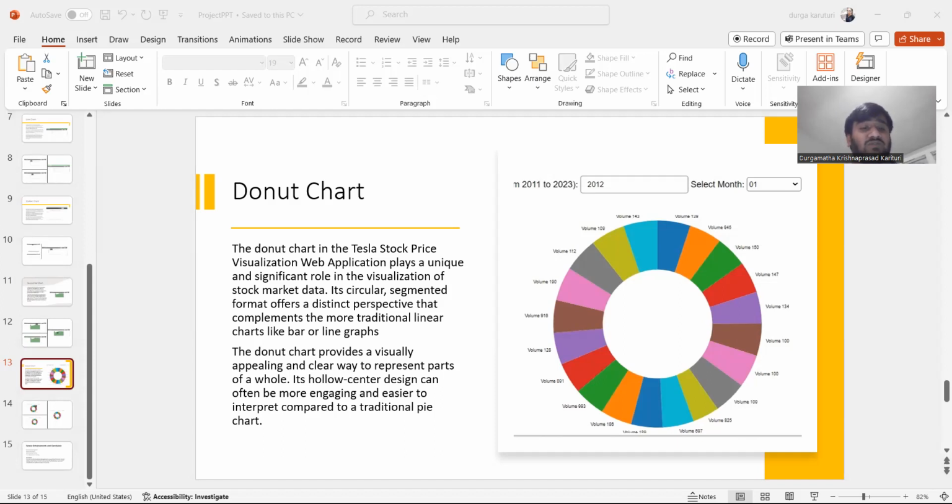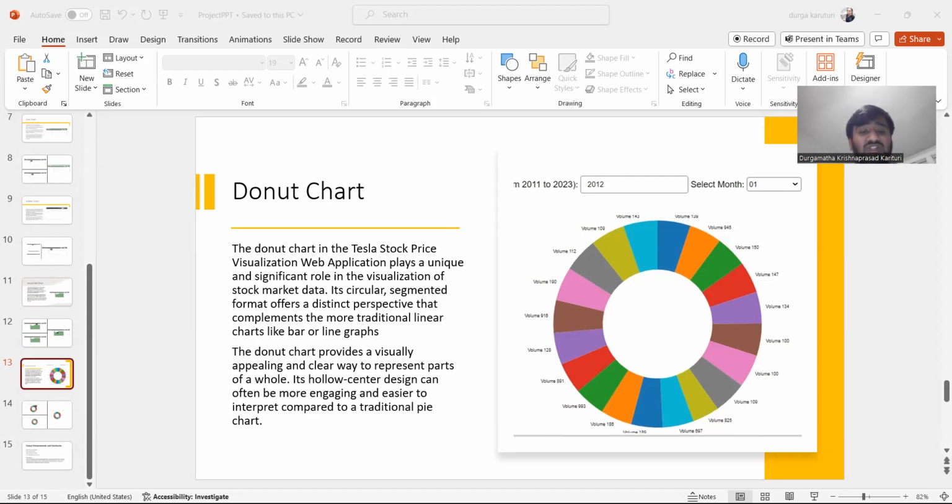The role of the donut chart in visualization: visual appeal and clarity. The donut chart provides a visually appealing and clear way to represent parts of a whole. Its hollow center design can be more engaging and easier to interpret compared to a traditional pie chart. And there is comparative and interactive potential. The types of data represented are proportional data, volume or frequency data, or time-based data.